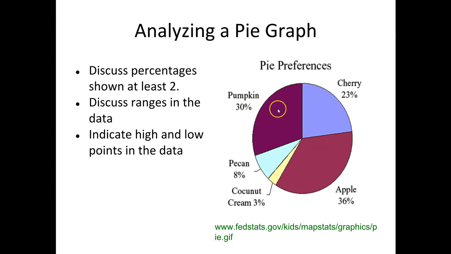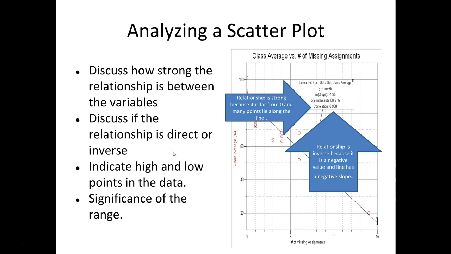two of them. What was the difference between the greatest and the lowest? So 36% of people preferred apple pie, whereas only 3% preferred coconut cream pie. So again, there's some discussion that you could have stating some of the factual information from that graph.